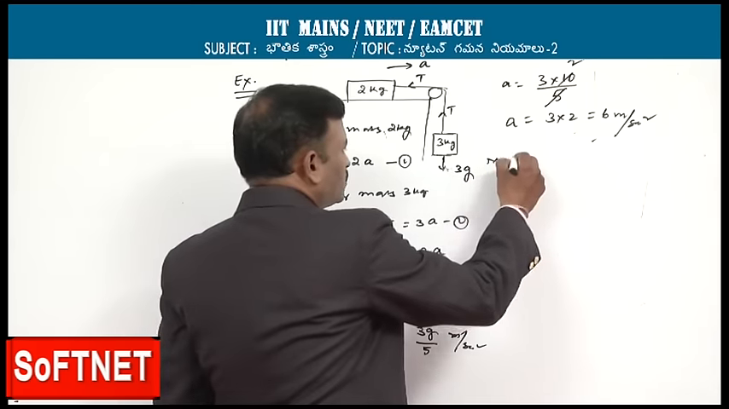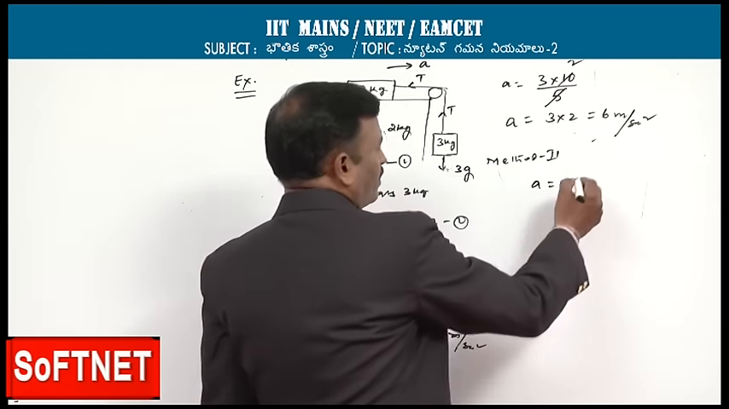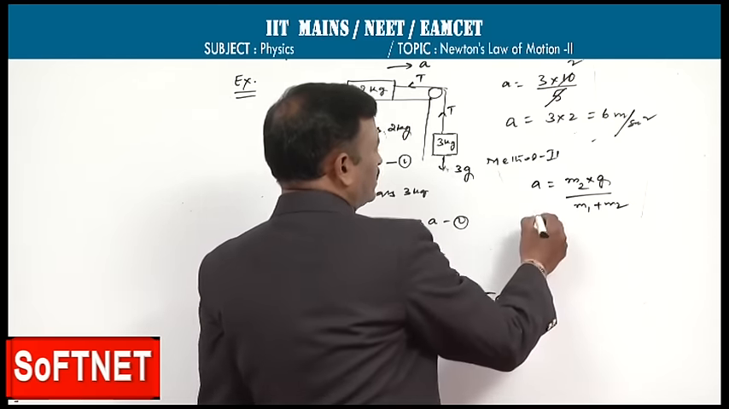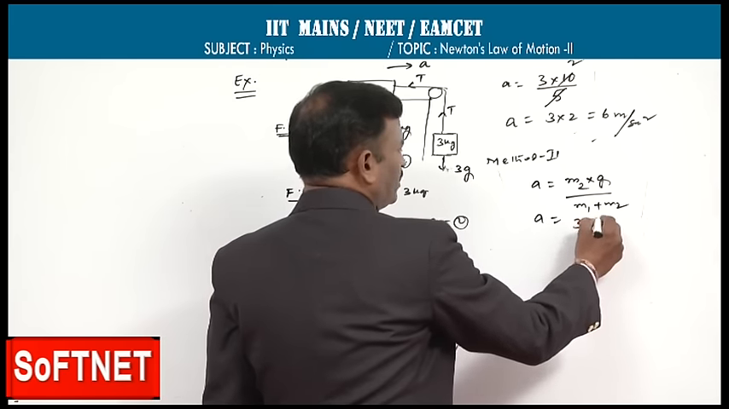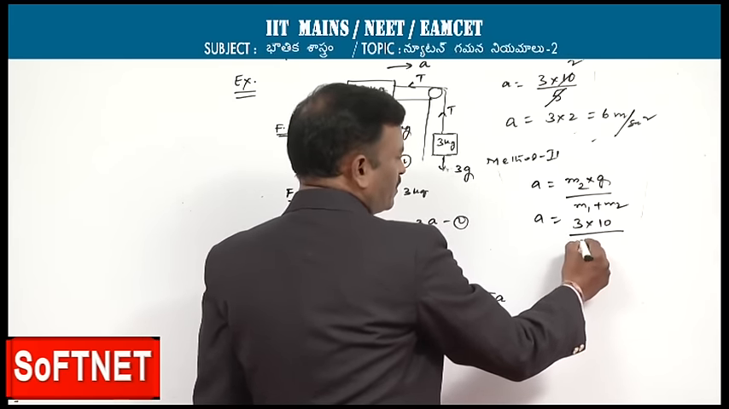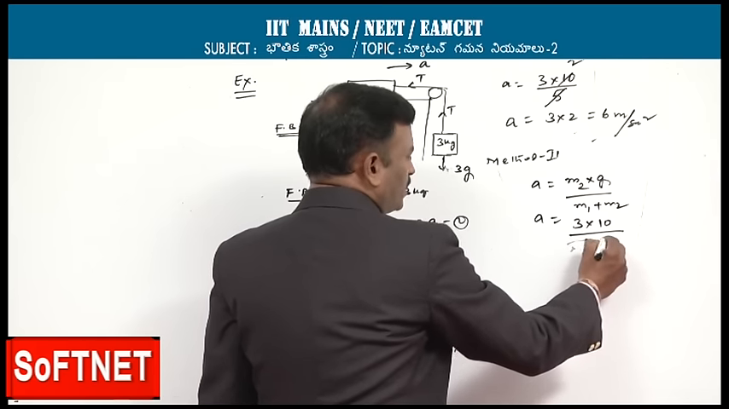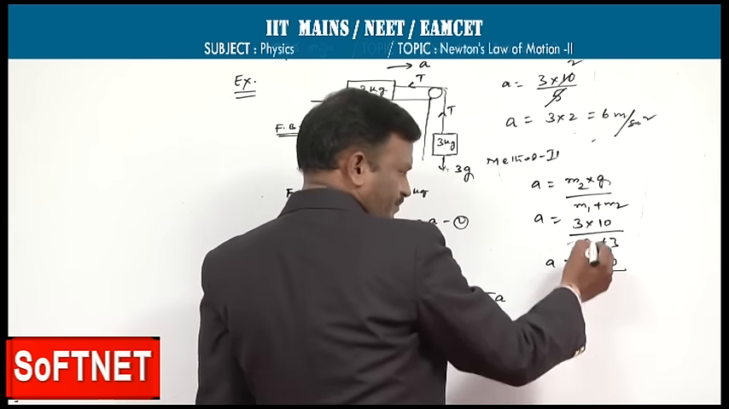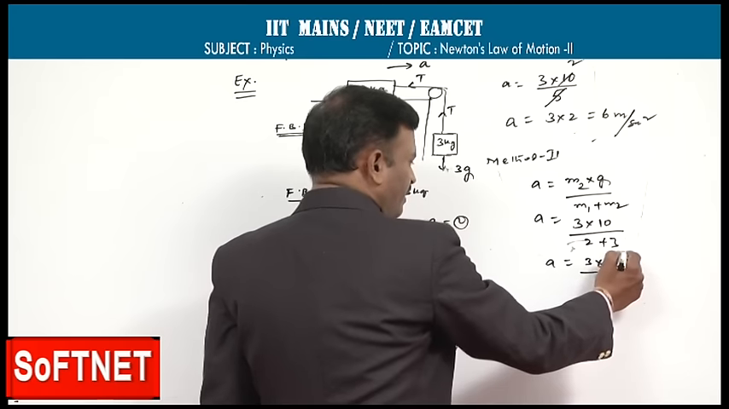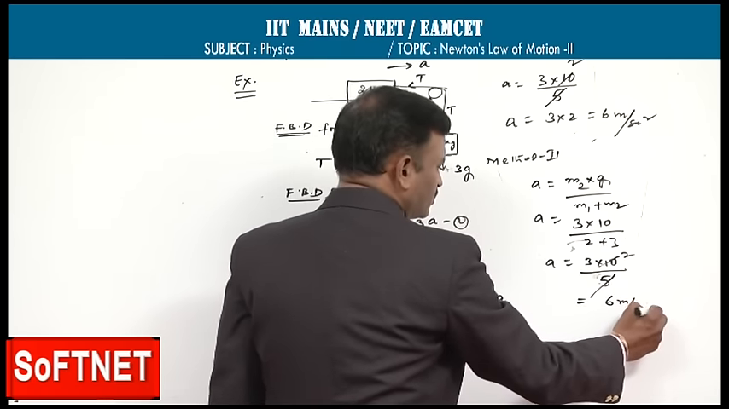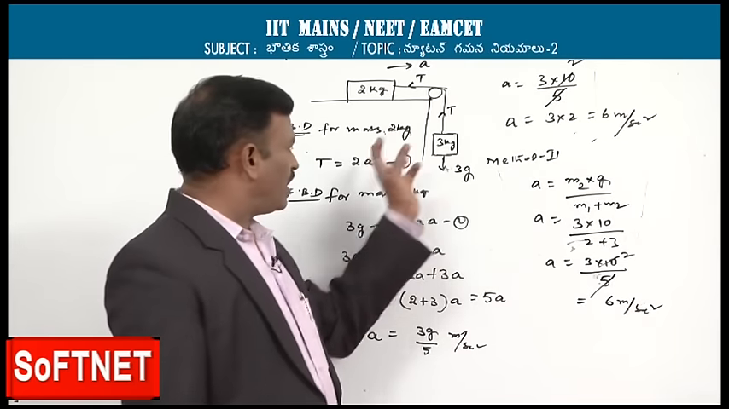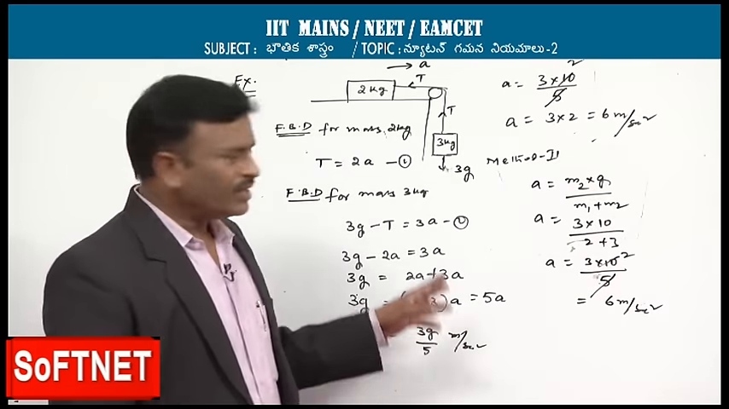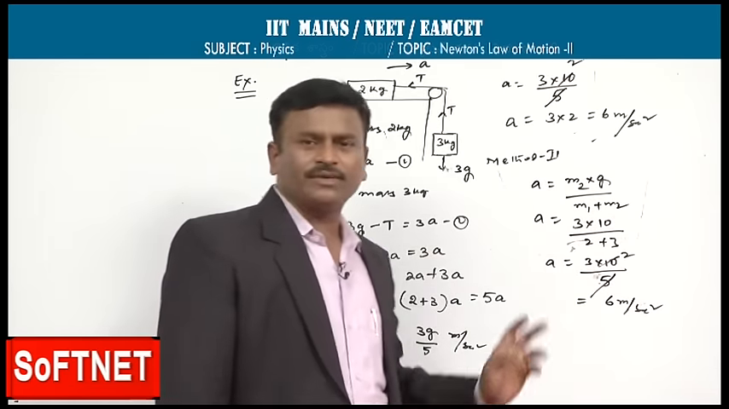So, method 2: A is equal to m2 into g by m1 plus m2. A is equal to m2 is 3 into g is 10 by m1 plus m2 is 2 plus 3, that is A is equal to 3 into 10 by 5, 5 ones, 5 twos. This is also 6 meter per second square. Or you can use the direct formula or equation method. Any method we can use. It is a shortcut to find out the acceleration. This is a shortcut method.